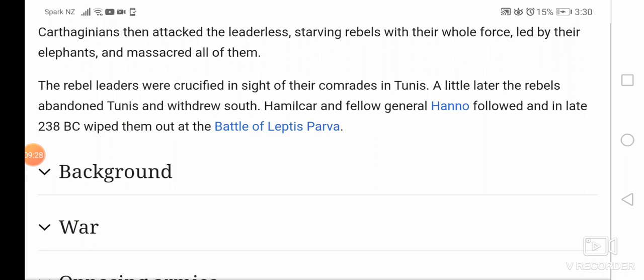A little later, the rebels abandoned Tunis and withdrew south. Hamilcar and fellow general Hanno followed, and in late 238 BC wiped them out at the Battle of Leptis Parva.